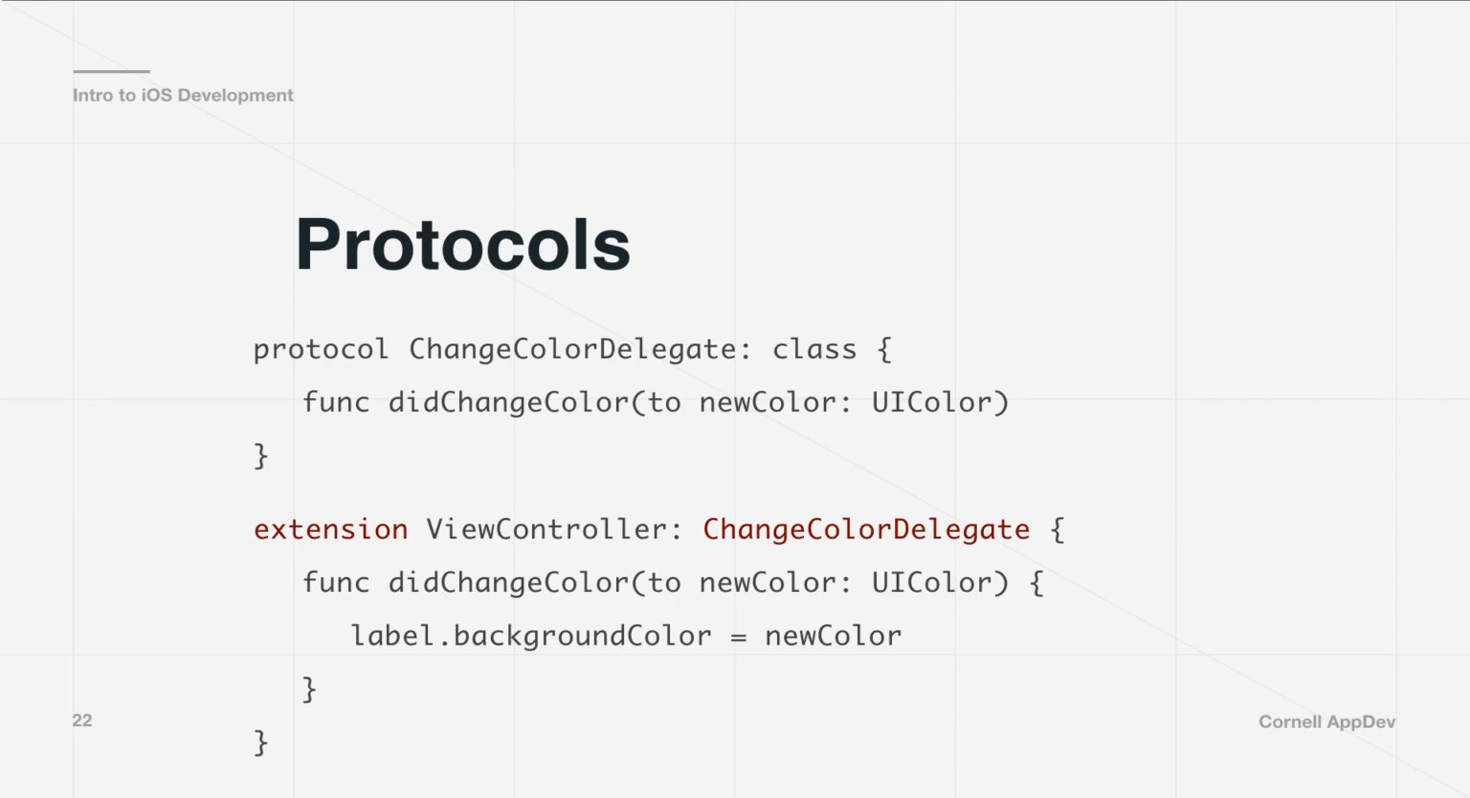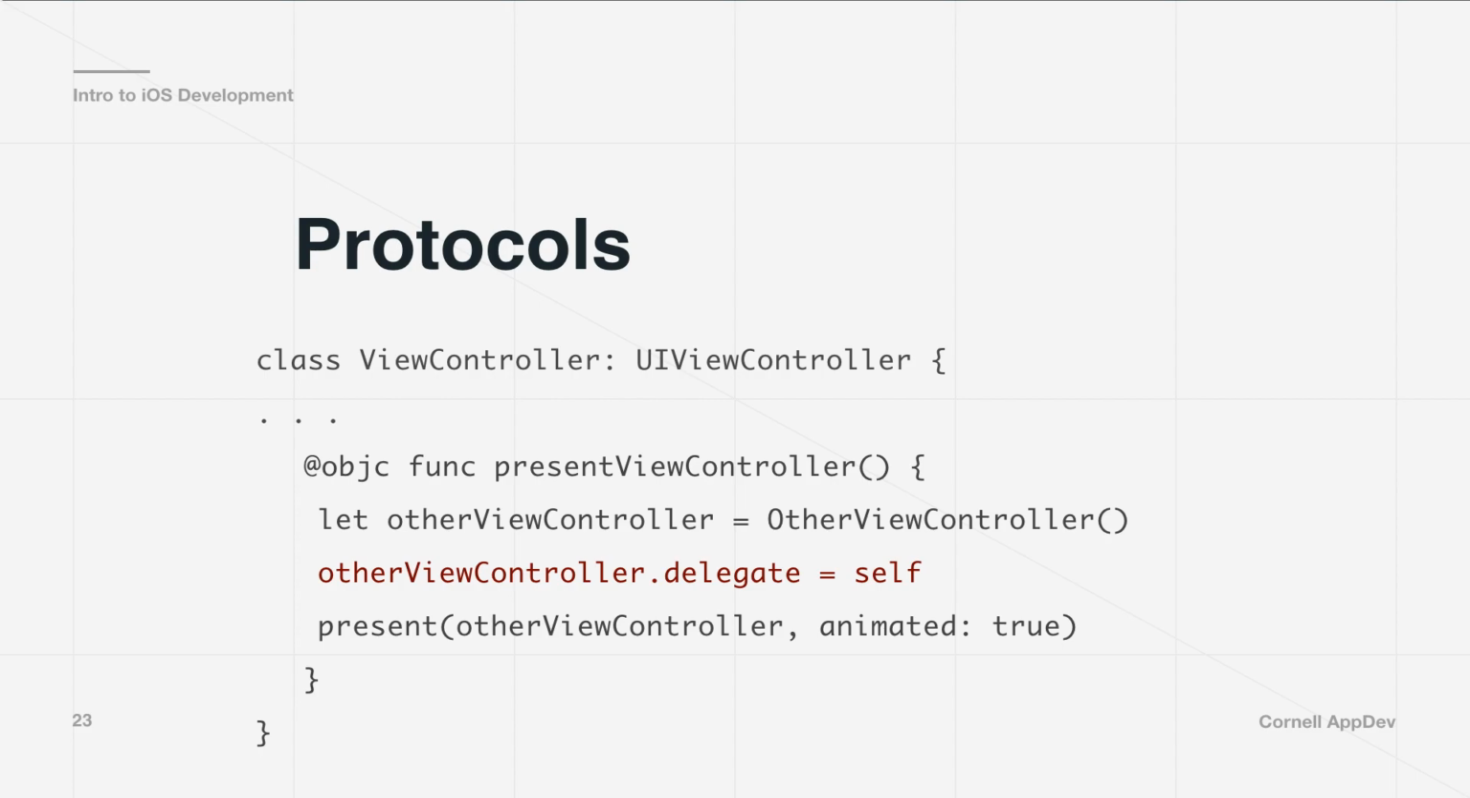And so in the other view controller, we have, let's say, this function called presentViewController, and let's say the other view controller has a variable called delegate, and we can now set the delegate to our own class because we implemented the ChangeColorDelegate. And so now, let's say we present it, and in the other view controller we change the color or something like that.